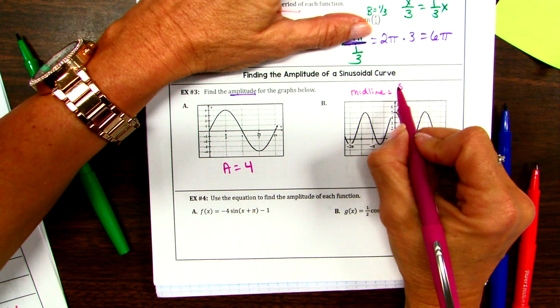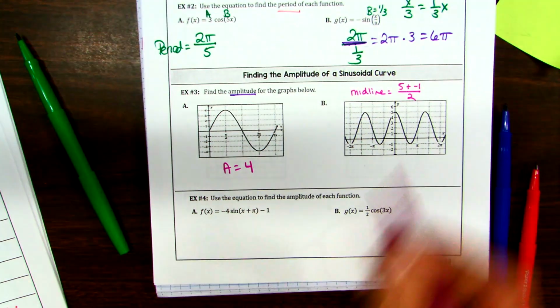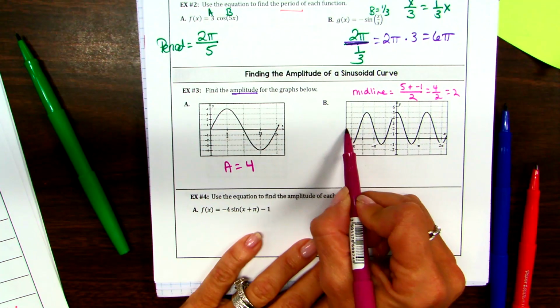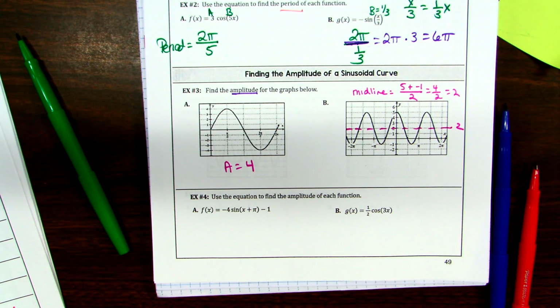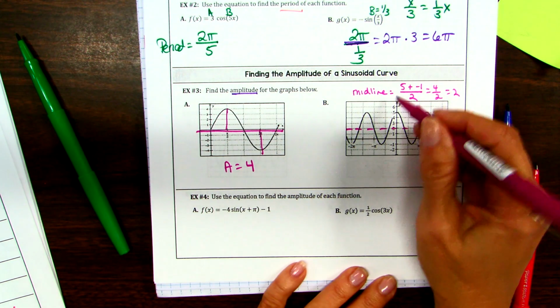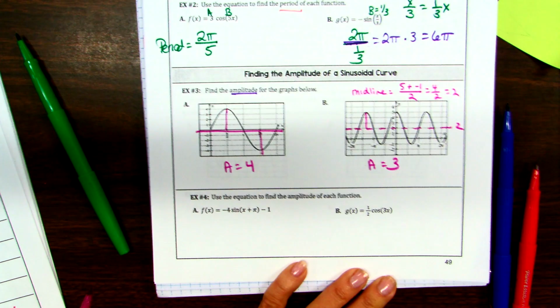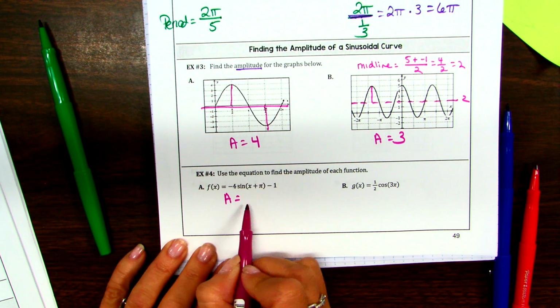So my max is 5. My min is -1. I get 4 over 2, which is 2. And then remember, your amplitude is the distance from your midline up or midline down, right? Normally it's just 0, so it's just counting up and counting down. So now that we have our midline, it's very easy to see that we have an amp of 3. Okay? What's the amplitude here?